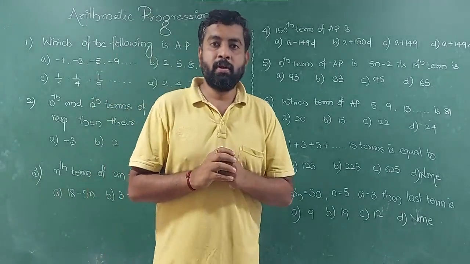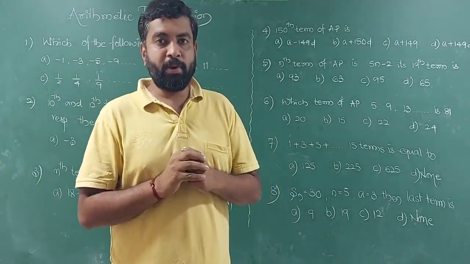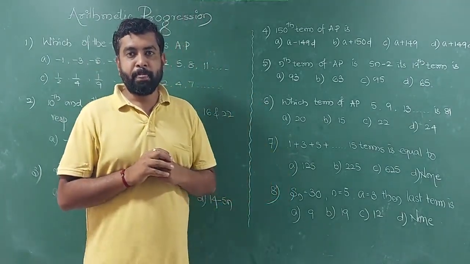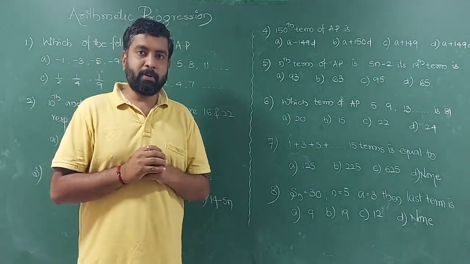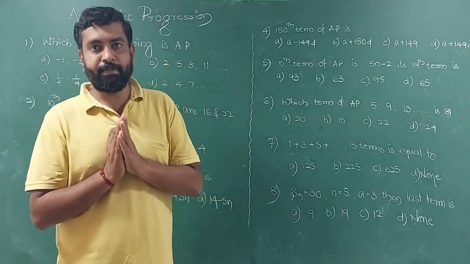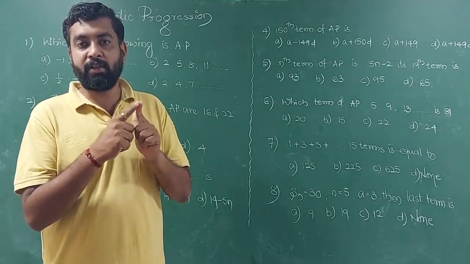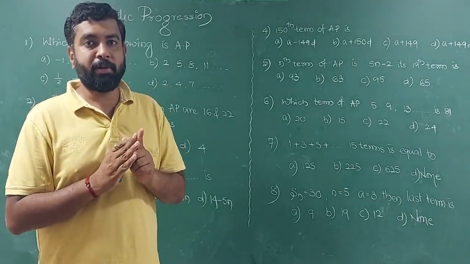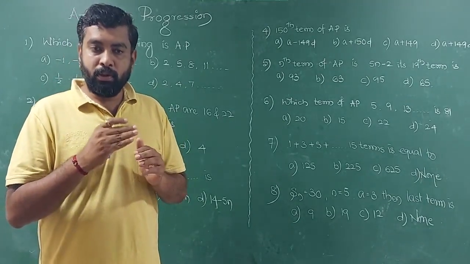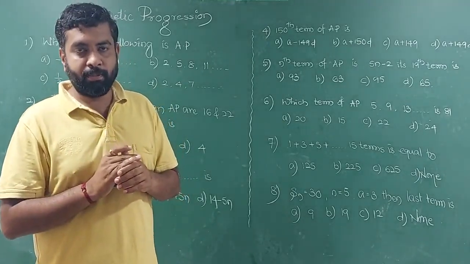Okay, students, here we are discussing one more topic called arithmetic progression. Already you have gone through the arithmetic progression. There are two parts in it. One is nth term of arithmetic progression and another one is sum of n terms of arithmetic progression. Already you know about the formulas also.